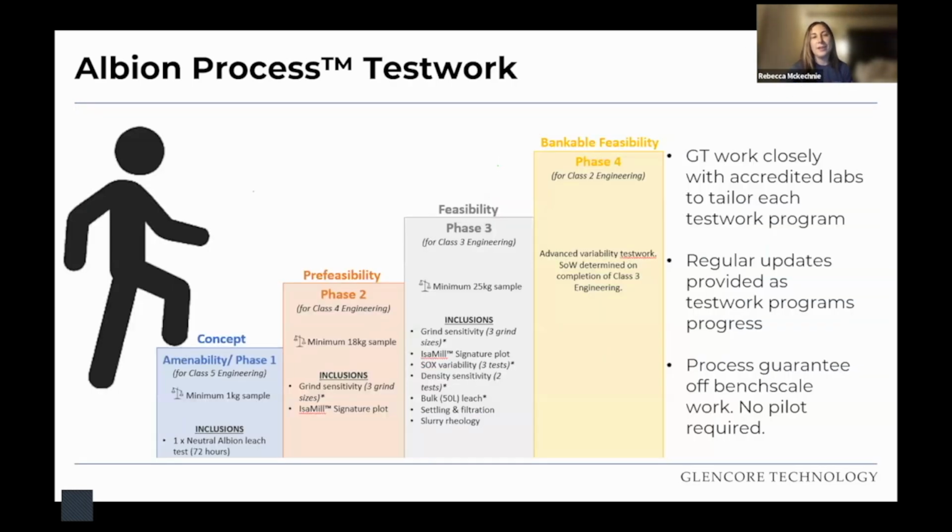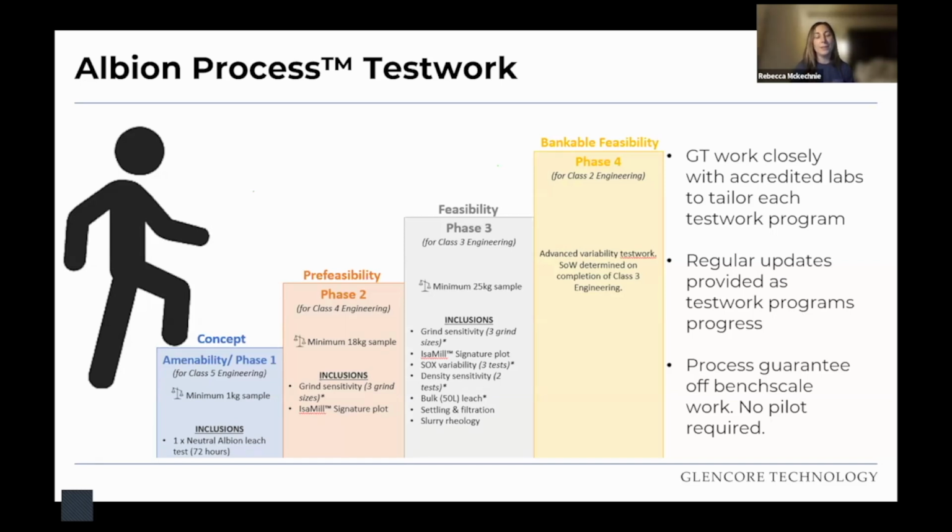So to size and design an Albion process plant, there are a number of stages of test work to go through, but typically we would start off with a concept or amenability level test work. And this would typically involve a single test in which we would look at both the kinetics and the extent of sulfur oxidation required. And we design this to be a fast fail. So we throw everything we've got at it. We will typically grind it finer than it needs to be, leach it longer than it needs to be leached for, so that we can give a clear answer, yes or no, will this process work?